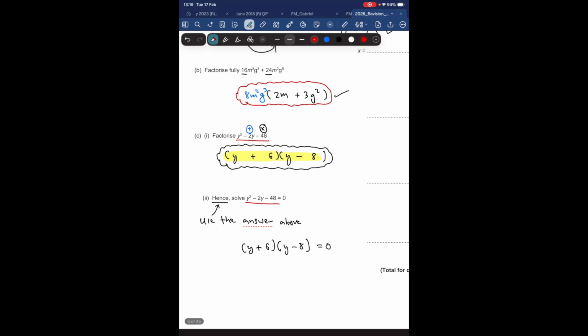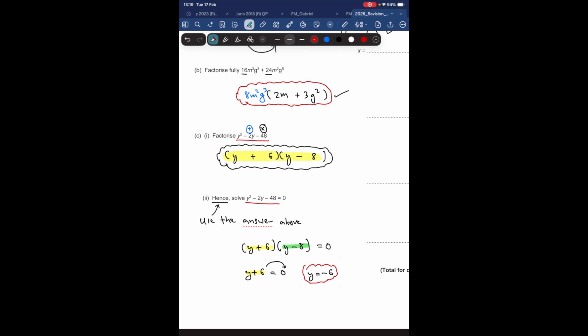Now, once we've got the factorized expression, to get the solutions, all we do is we make each bracket equal to 0. So we take the first bracket, which is y + 6, and we make that equal to 0. We solve it like a normal equation, bring the 6 over. So our first solution is going to be y = -6. We then do the same with the second bracket, which is y - 8.